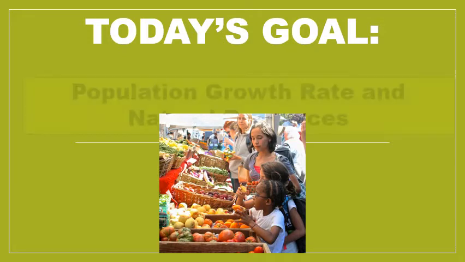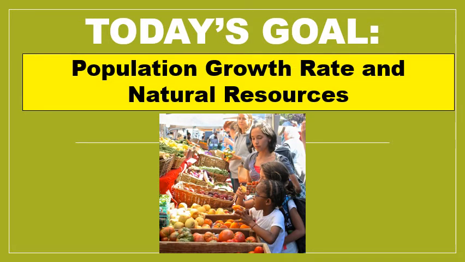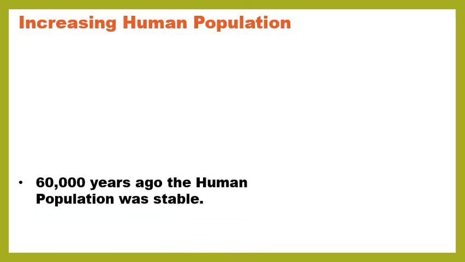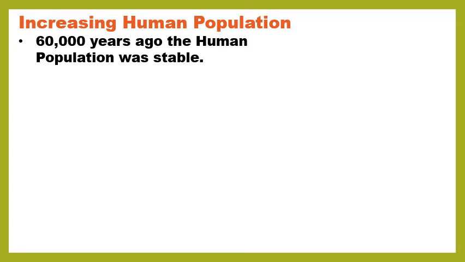Okay, so the goal of today is to talk about population growth rate and natural resources. So how is the population affecting the amount of natural resources that the earth can really offer us? Let's just review about the human population and how it has been increasing. So 60,000 years ago, the human population was stable. Again, that means that the birth rate equaled the death rate.